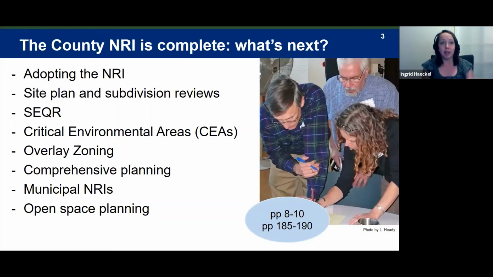Starting off with adopting the NRI, so ways it can be used in site plan and subdivision reviews, and Gretchen already touched on that, how it can be applied to SEQR, establishment of critical environmental areas and conservation overlay zoning, comp planning, municipal level inventories, and open space planning. And as I go along, there are these little light blue bubbles on some of the slides with page numbers, and those are just referring to where there's additional information about these topics in the NRI report itself. So there's a nice overview of many of these things in the Columbia County NRI.